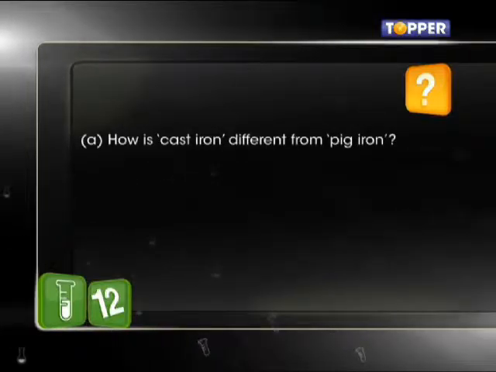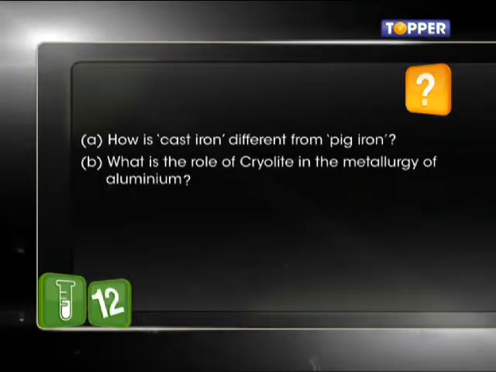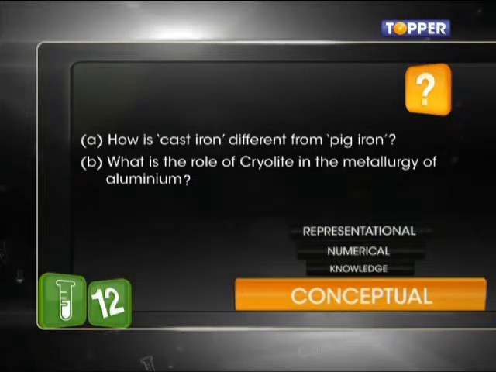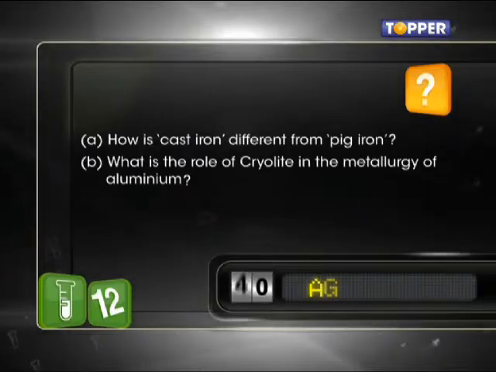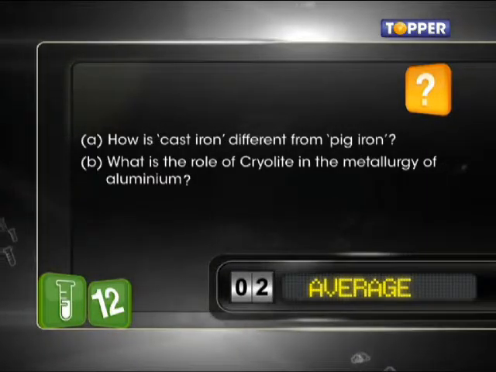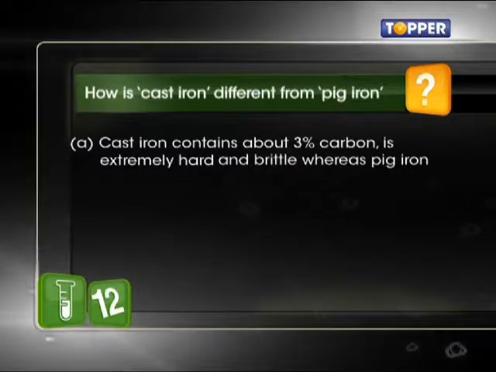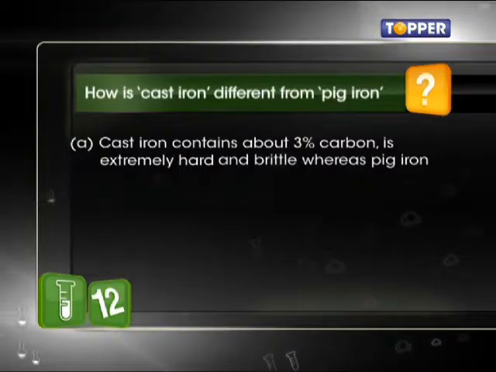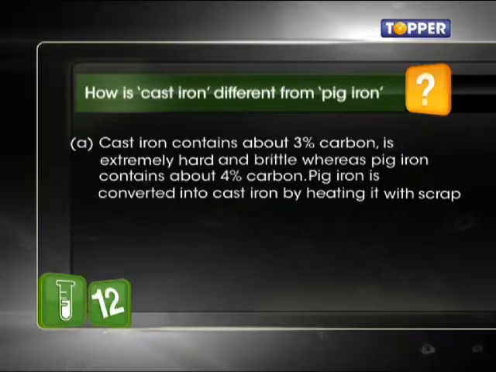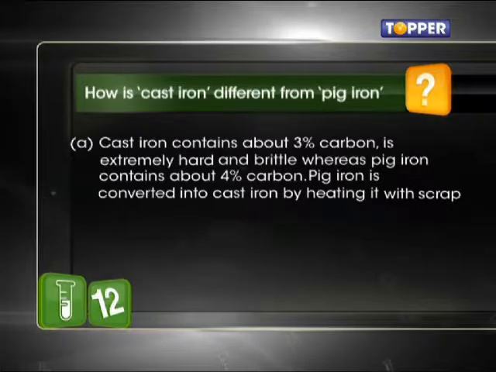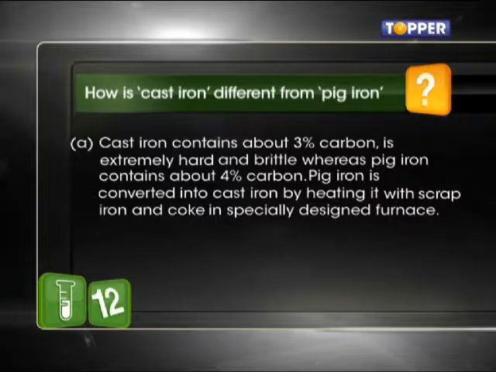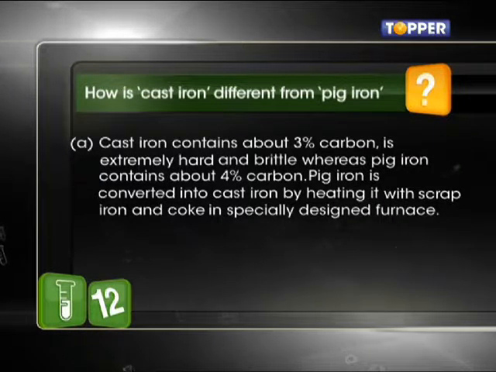How is cast iron different from pig iron? And what is the role of cryolite in the metallurgy of aluminium? It is conceptual in nature and our difficulty meter rates it as average. Here comes the answer. Cast iron that contains about 3% carbon is extremely hard and brittle, whereas pig iron contains about 4% carbon. Pig iron is converted into cast iron by heating it with scrap iron and coke in a specially designed furnace.